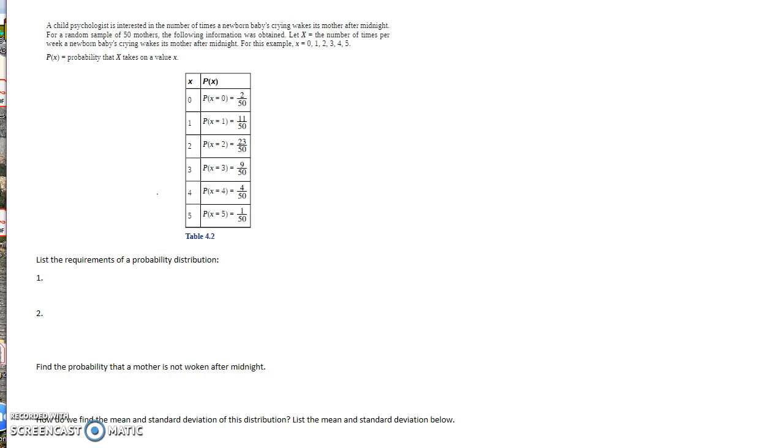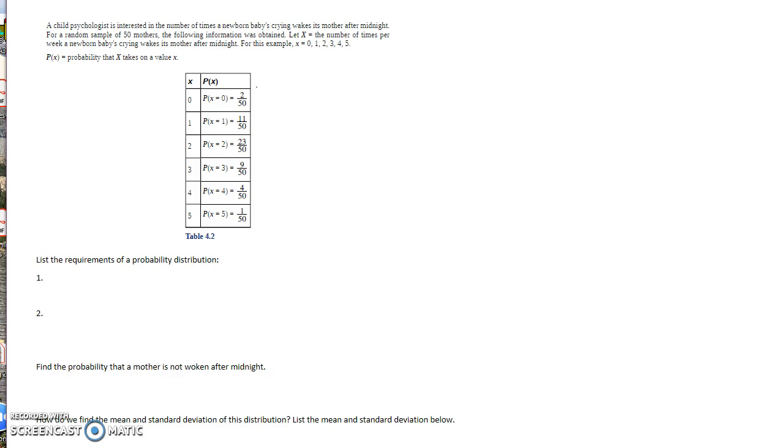It says a child psychologist is interested in the number of times a newborn baby's crying wakes its mother after midnight. So it's a random sample of 50 mothers. The following information was obtained. X is the number of times per week a newborn baby's crying wakes its mother after midnight. For this example, it's either 0 times, 1 time, 2 times, 3 times, 4 times, 5 times. So the most any mother was woken up during a week was 5 times. There was a case where it was 0 times.